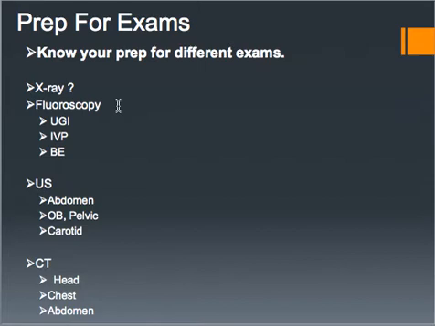Fluoroscopy has prep, but it's going to depend on the exam that we're doing. So, for an upper GI, the prep is NPO for 8 hours. For an IVP, the prep is NPO for 8 hours, a laxative, and a possible enema, because we need to clear that bowel of waste so that we can see the kidneys, ureter, and bladder. Same for the BE. The BE is going to be NPO for 8 hours, a laxative, and a possible enema. Again, we're clearing that bowel of waste so that we can see everything and we don't misdiagnose the patient or miss pertinent anatomy.